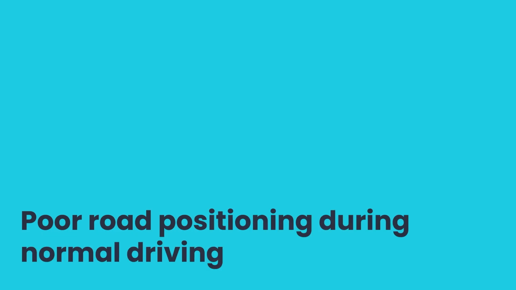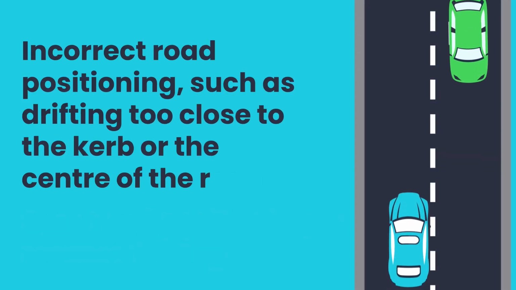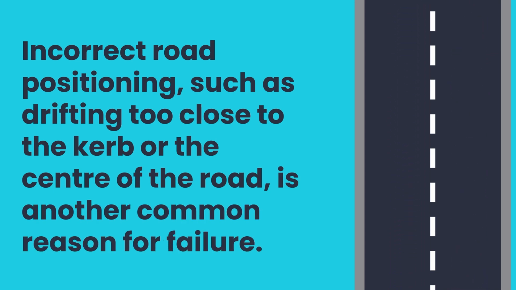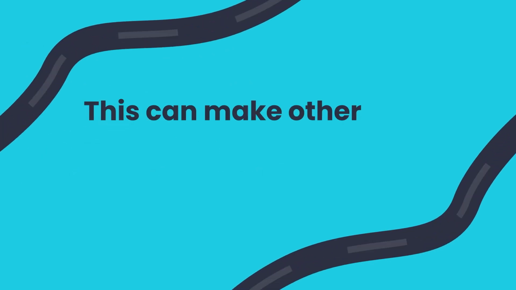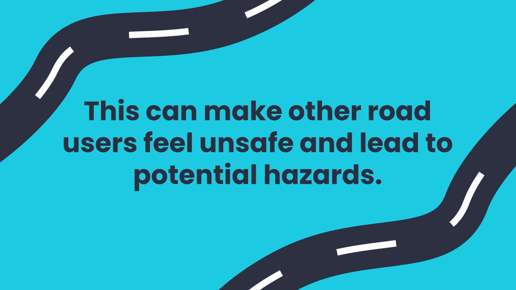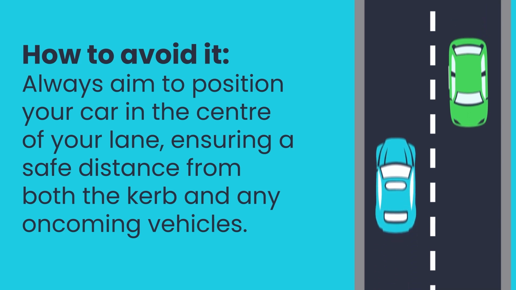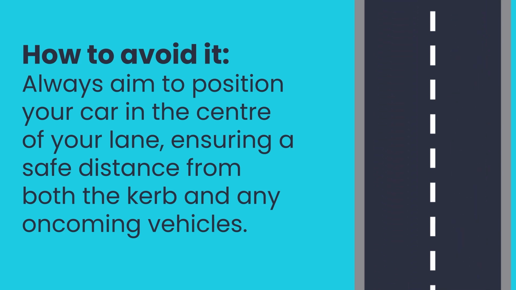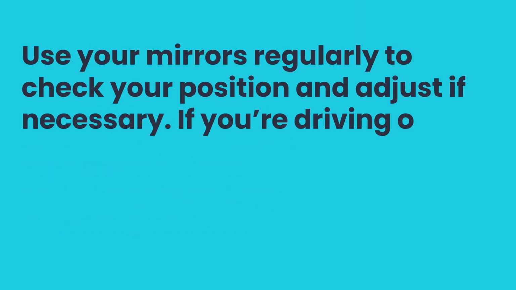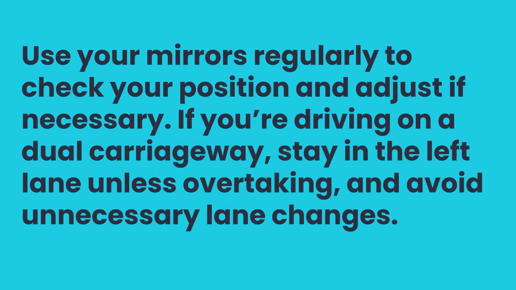Next is poor road positioning during normal driving. Incorrect road positioning, such as drifting too close to the curb or the centre of the road, is another common failure. This can make other road users feel unsafe and lead to potential hazards. To avoid it, always aim to position your car in the centre of your lane, ensuring a safe distance from both the curb and any oncoming vehicles. Use your mirrors regularly to check your position and adjust if necessary. If you're driving on a dual carriageway, stay in the left lane unless overtaking, and avoid unnecessary lane changes.